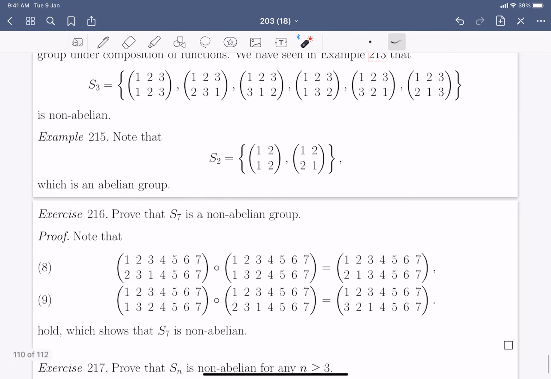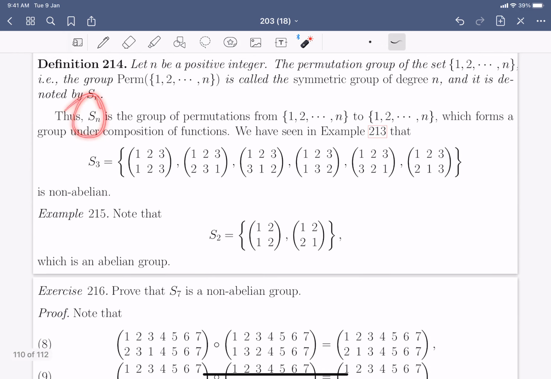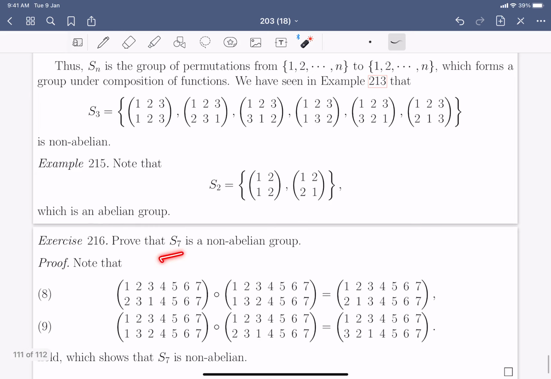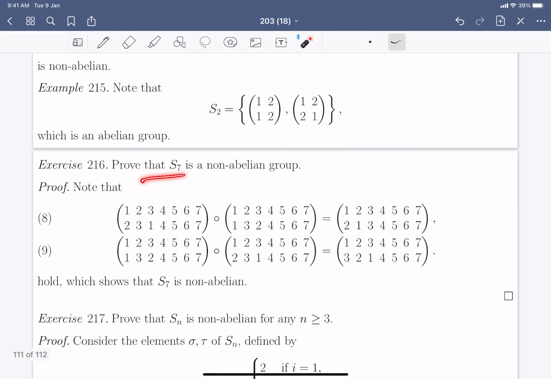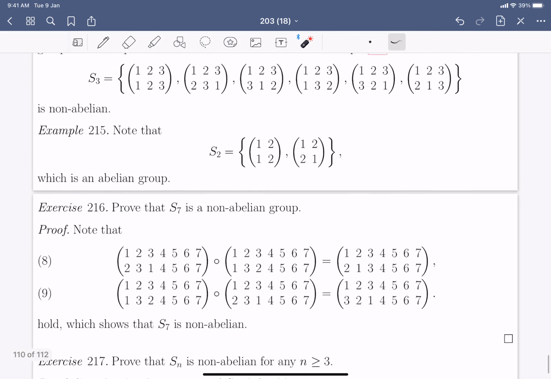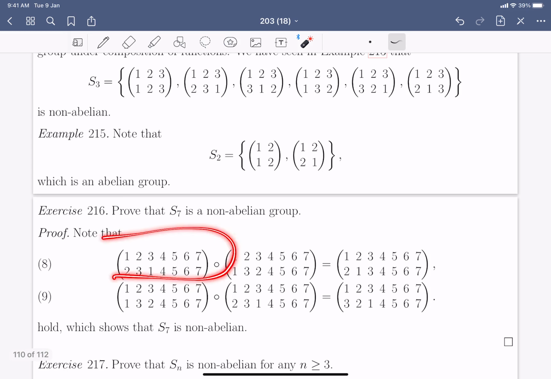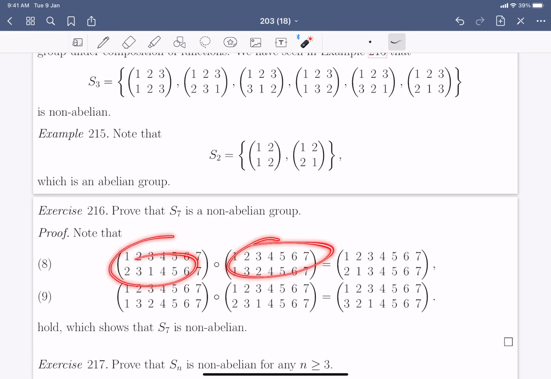Now maybe we can move on to some bigger Sn, that is, some Sn where n is a bit large. Maybe we can look at S7. This exercise asks us to show that S7 is a non-abelian group. As you see, I have got two huge permutations, and I compose them in two different orders.